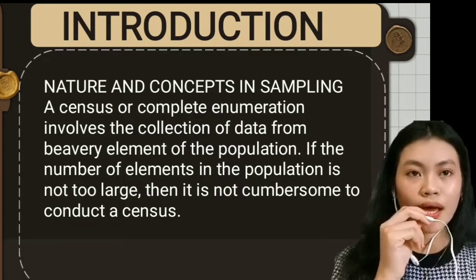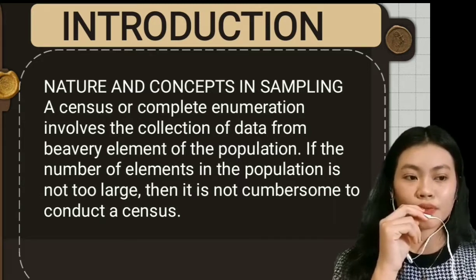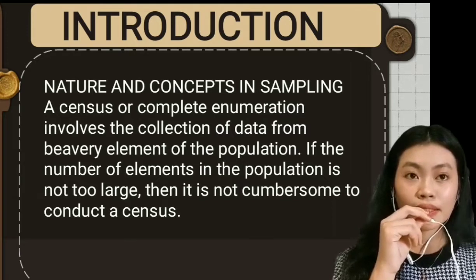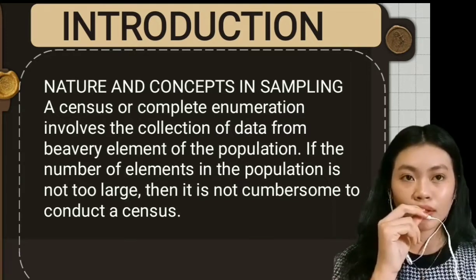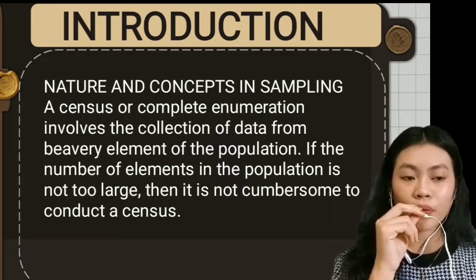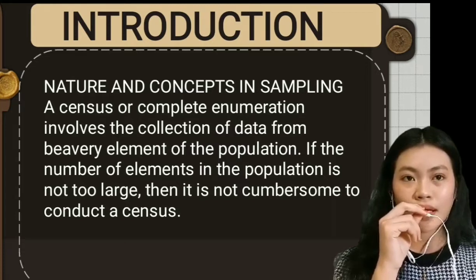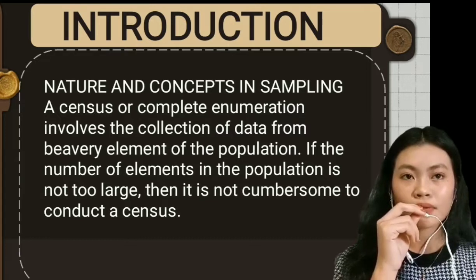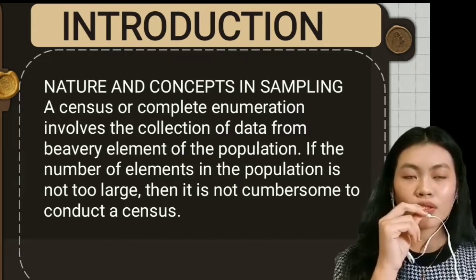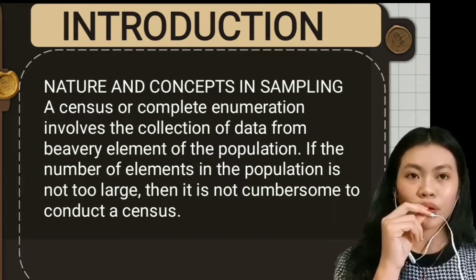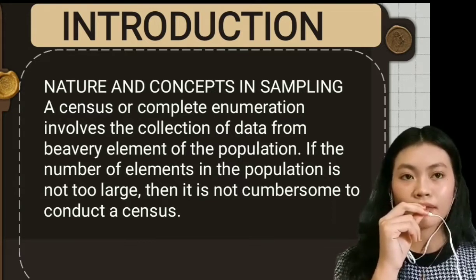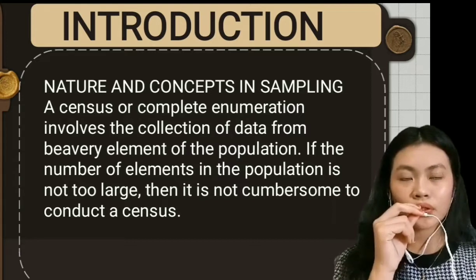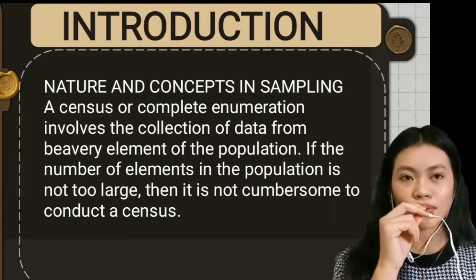First is census. A census or complete enumeration involves the collection of data from every element of the population. So census, it is a procedure of systematically calculating, acquiring, and recording information about the members of a given population. So yung census, it is a collection of data or information sa lahat ng members dun sa isang population. So we can use census if we want to gather information accurately. And if the number of population is not too large, then it is not needed to use census.